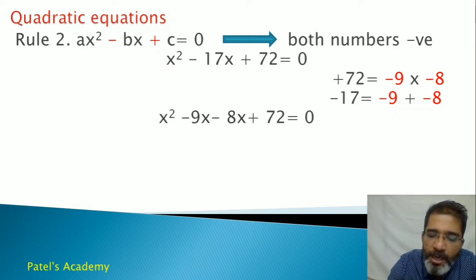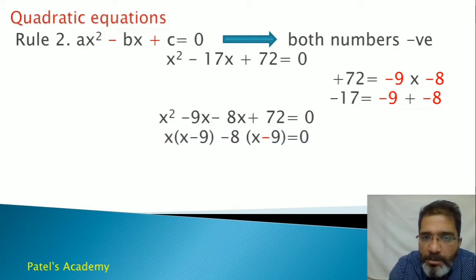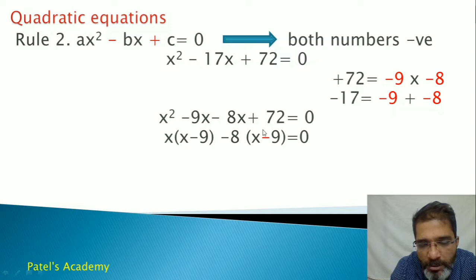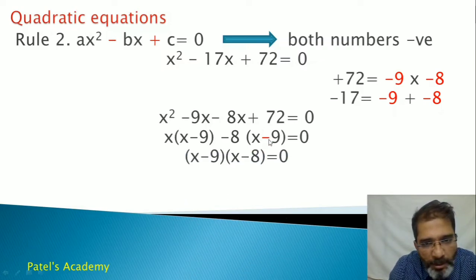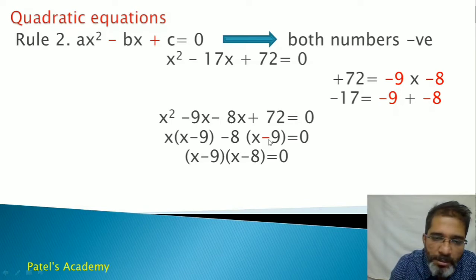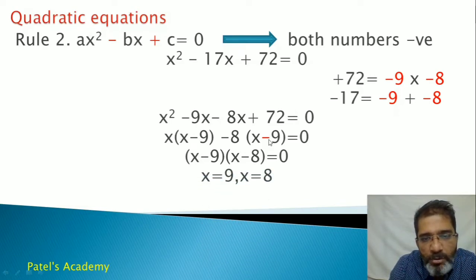Again, the same process we have, taking common, but be very careful. In the second step over here, we are taking minus 8 common. So when you take a minus sign common, the sign of plus will change to minus. Okay. Next, x minus 9 common. So in the other bracket, we have x plus 8. And when you solve, you get answer as 9 and 8.